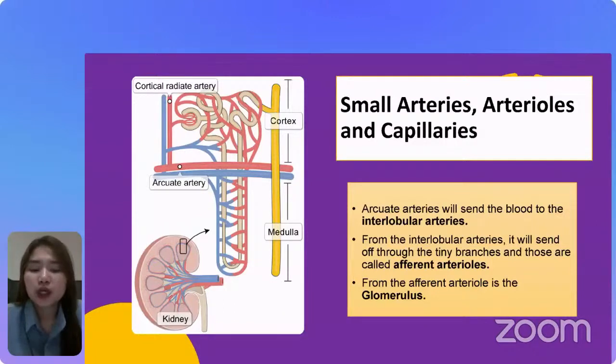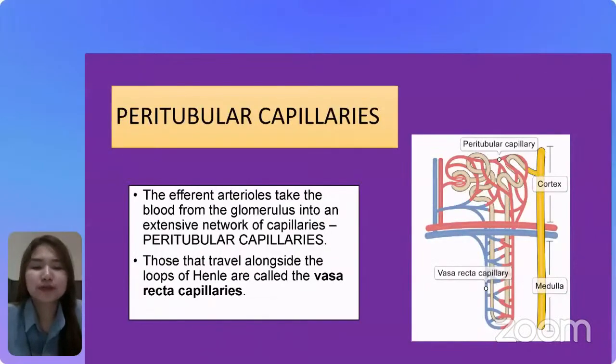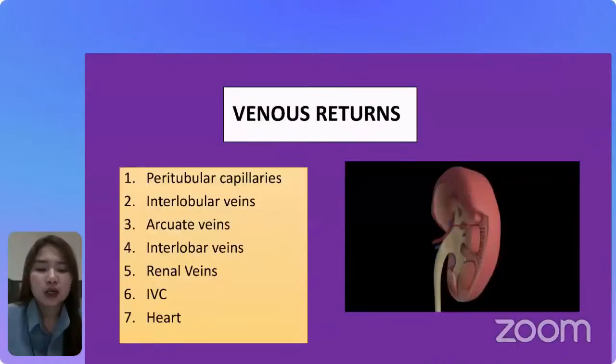And from the afferent arteriole is the glomerulus. So this is the time that the nephrons are supplied by the blood. The nephrons are the functional units of the kidney. The efferent arterioles take the blood from the glomerulus into an extensive network of capillaries called the peritubular capillaries. And those that travel alongside the loops of Henle are called the vasa recta capillaries.